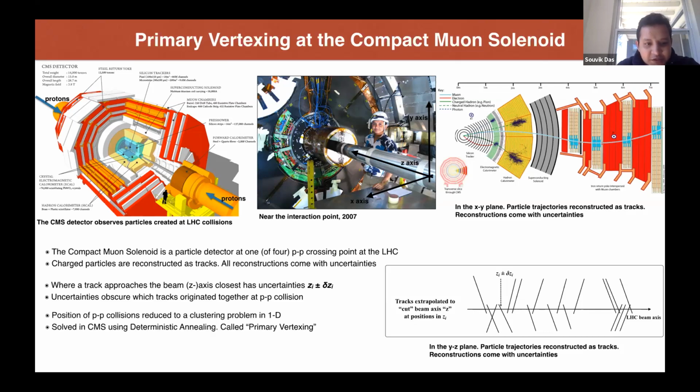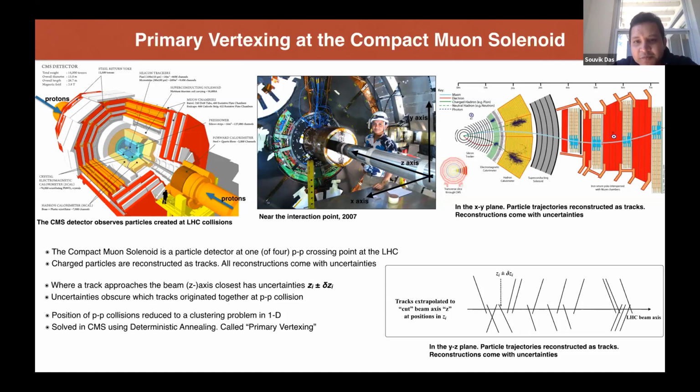So now the problem of finding the proton-proton collision points reduces to a one-dimensional clustering problem. And that's what it is. Within CMS, we solved it initially using simulated annealing, and I think the latest ones are using deterministic annealing. This procedure is called primary vertexing. It's a fairly simple procedure.